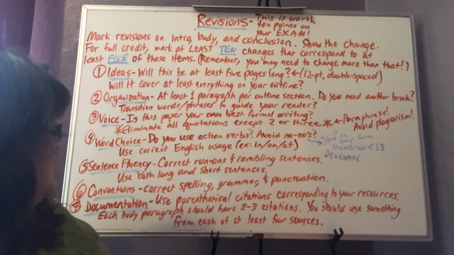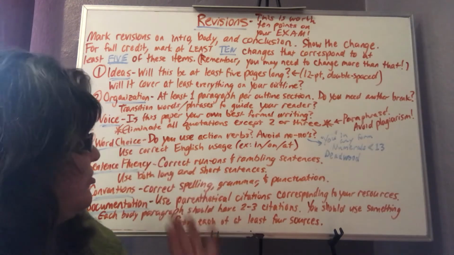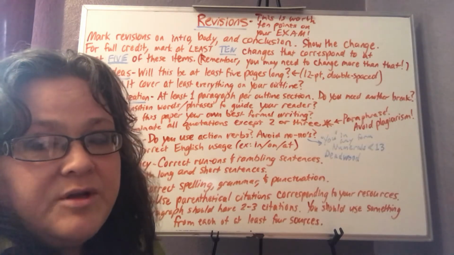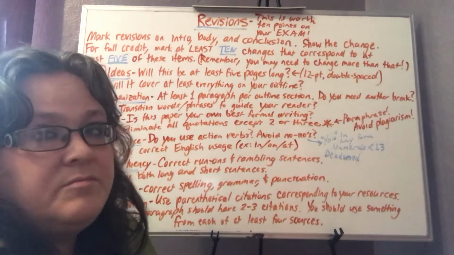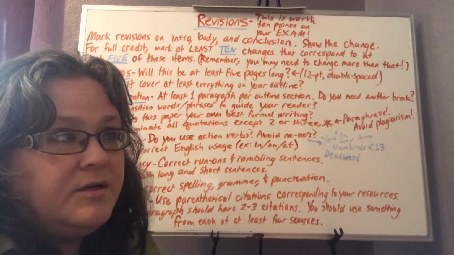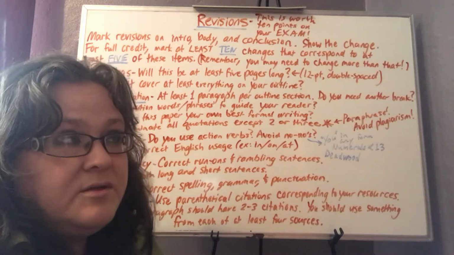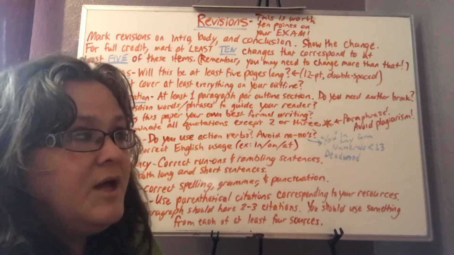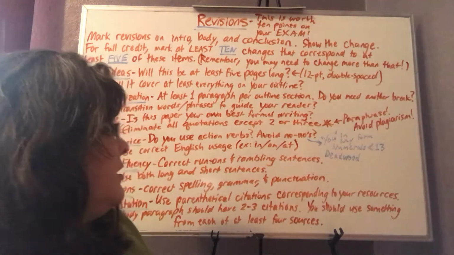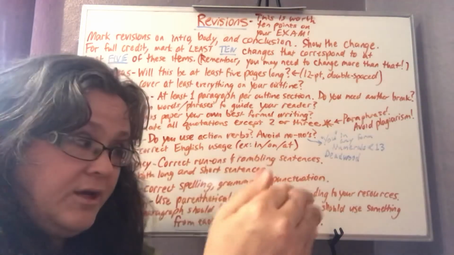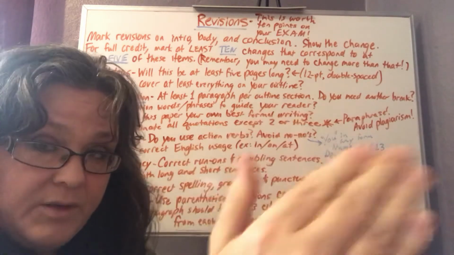Number 5, sentence fluency. Correct run-ons and rambling sentences. Okay, so go through there. Make sure that you have periods everywhere there need to be periods to make your sentences grammatically whole sentences and not parts of sentences. Make sure your verbs have subjects, okay? And make sure you're not stringing together things without putting a period in there.